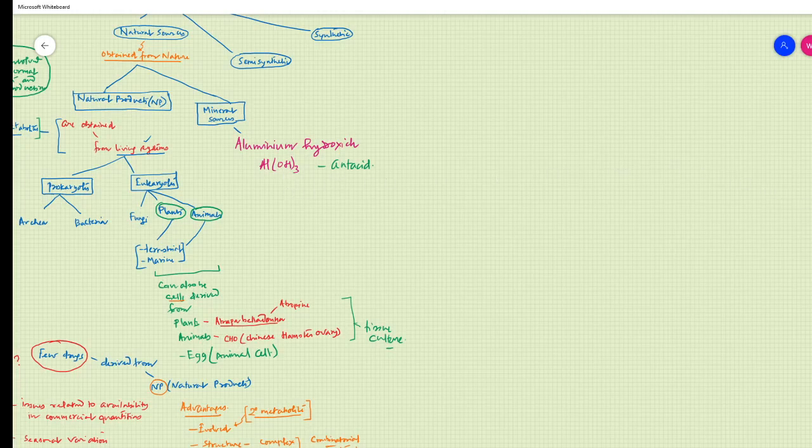What about magnesium sulfate? Another example would be magnesium sulfate. Again, it's used as an antacid, but other than that, it is used to treat preeclampsia. So what is preeclampsia? This is the hypertension and proteinuria, which is seen in pregnant women.